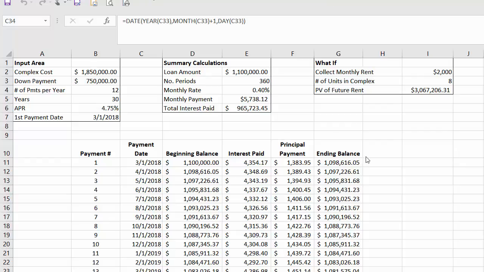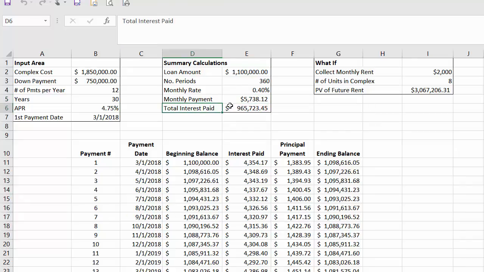When we started on this particular page, which is the loan page, we calculated how much we needed for the loan, which was the complex cost minus the down payment. The number of periods would be 12 payments per year times 30 years. And the monthly interest rate is B6 divided by this 12 here, or B4. We use the payment function. Notice there's a negative in front, and supply the correct parameters in the correct order to get that.